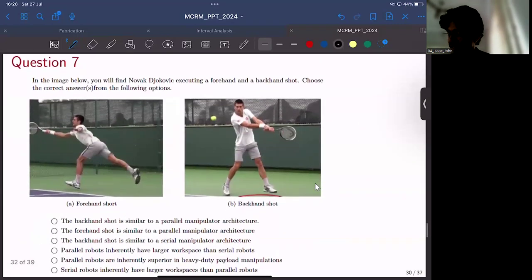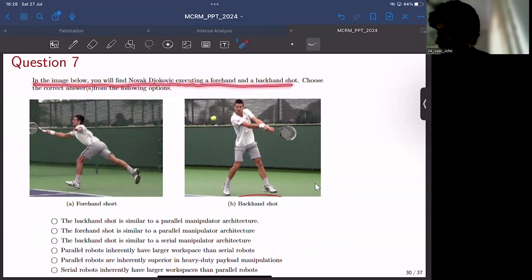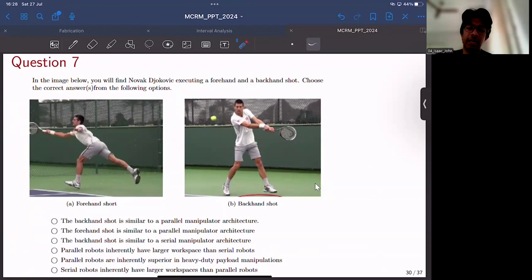Okay, moving on to question 7. In this image below, you will find Novak Djokovic executing a forehand and a backhand shot. The first image is actually a forehand shot, right? He is extending his arm as far as he can, and he's only using a single arm.